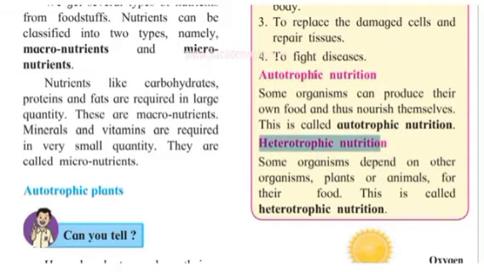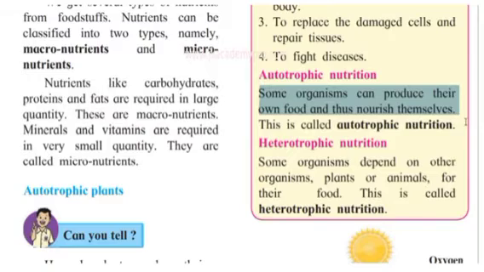Now, what is autotrophic nutrition? Some organisms can produce their own food and thus nourish themselves. This is called autotrophic nutrition. So, which is the best example of autotrophic nutrition? Plants. So, plants can produce their own food and nourish themselves. So, therefore, they are called autotrophic. They don't depend on any other things for food.